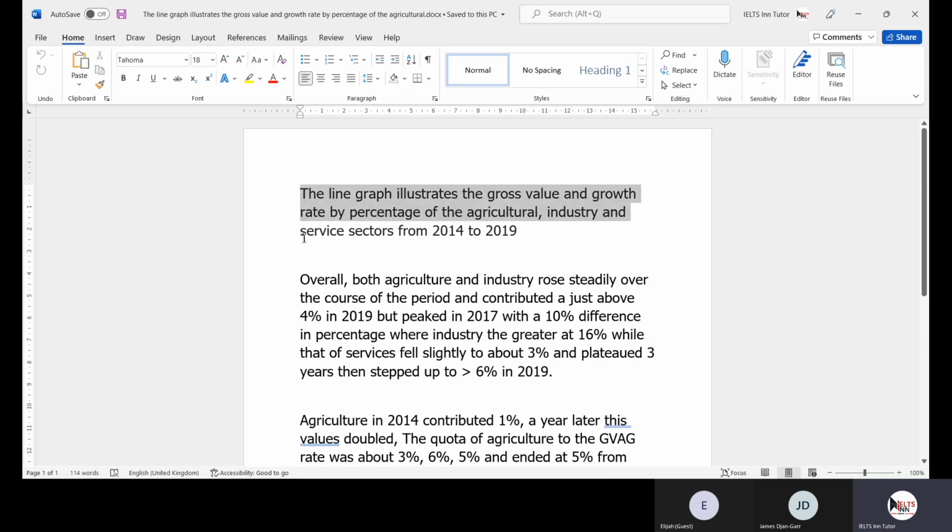Okay, so I wrote this: the line graph illustrates the gross value and growth rate by percentage of the agriculture, industry, and service sectors from 2014 to 2019. Okay, there should be a full stop. Proper punctuation also counts. Overall, both agriculture and industry rose steadily over the course of the period and contributed to just above 4% in 2019, but peaked in 2017 with a 10% difference in percentage, where industry was the greater, yeah, okay, because we are comparing two things.